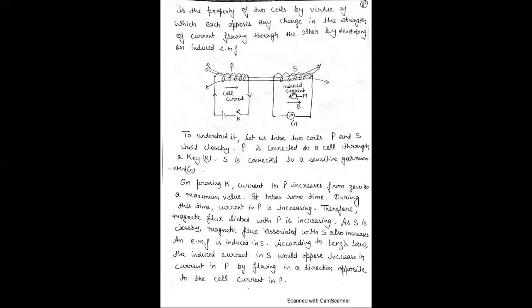As S is close by, the magnetic flux associated with S also increases. If the magnetic flux increases, there is a change in magnetic flux, meaning an EMF is induced, due to Faraday's first law. According to Lenz's law, the induced current in S would oppose the increase in the current in P. Because the current increases, the direction of the induced current here is opposite to the current in P.